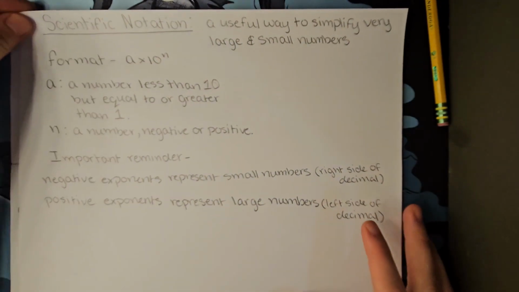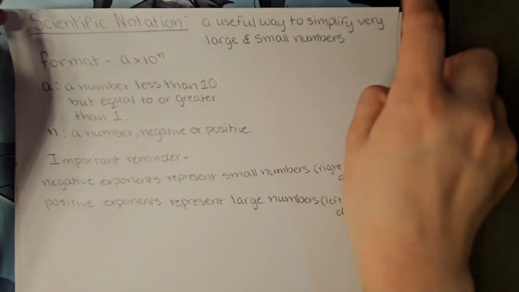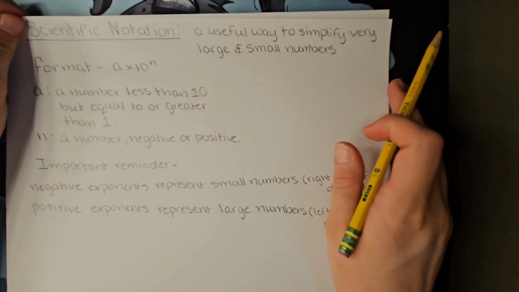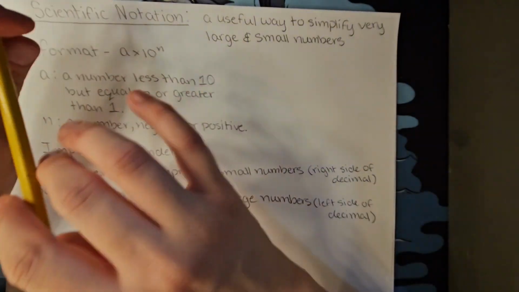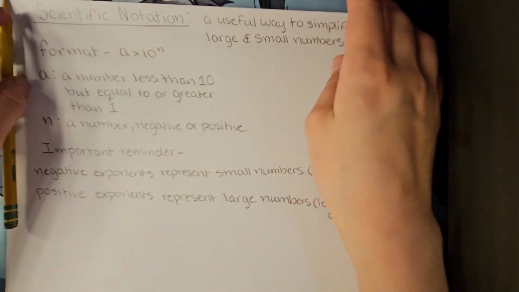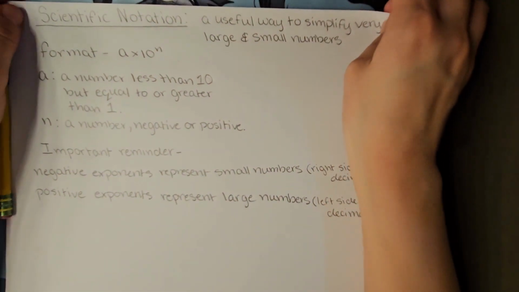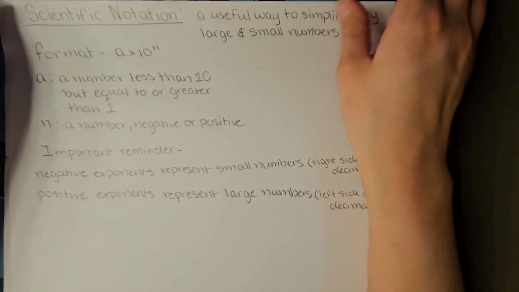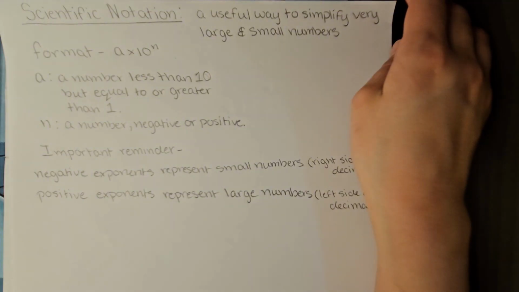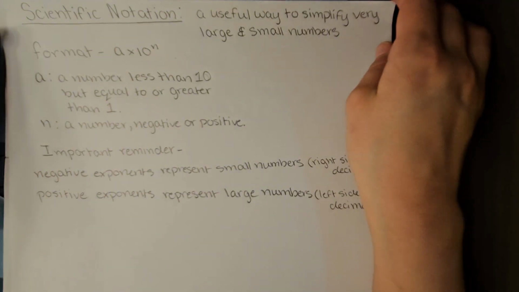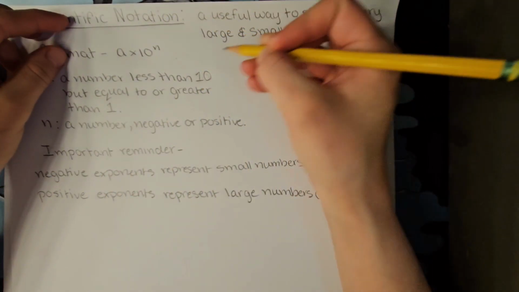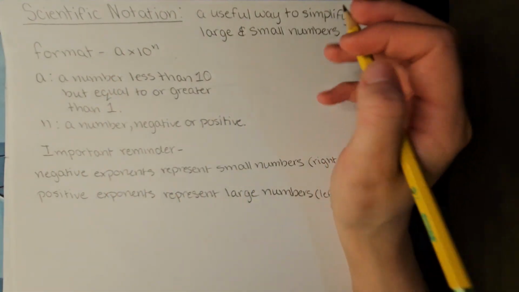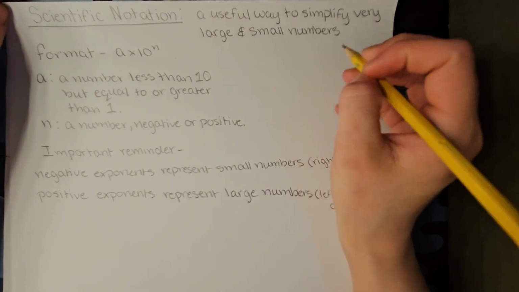Scientific notation is a useful way to simplify very large and small numbers. In real life, the best example I can think of is that scientists have to collect data all the time. They sometimes have to write down very large and very small quantities, and it can be very tedious to write a number that is 10 decimal places long. It takes up a lot of time, and it can also get kind of messy.